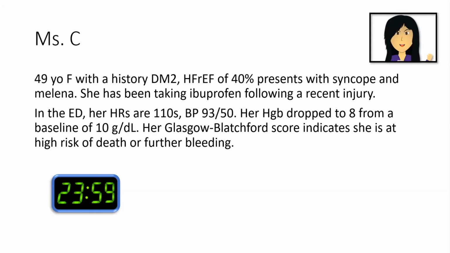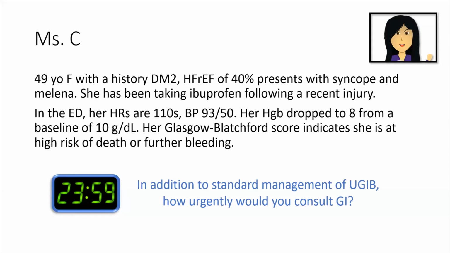Mrs. C is a 49-year-old with a history of type 2 diabetes, HFrEF, who presents with syncope and melena. She's been taking ibuprofen following a recent injury. In the ED, she's tachycardic, mildly hypotensive, and she had a 2-point drop in her hemoglobin. Her Glasgow-Blatchford score indicates she's at high risk of death or further bleeding. You notice that the time is just before midnight. In addition to standard management of upper GI bleed, how urgently would you consult GI?